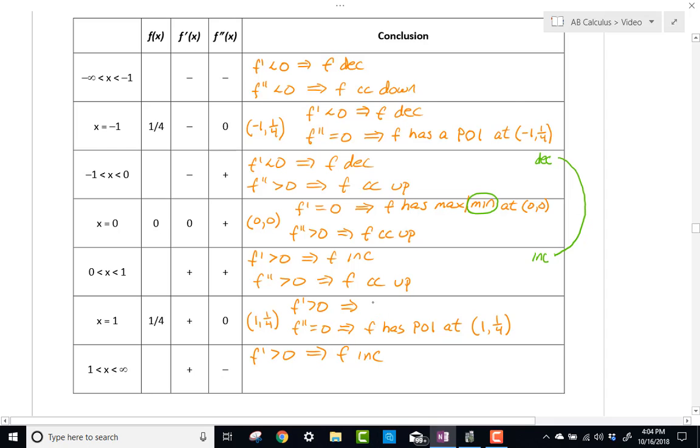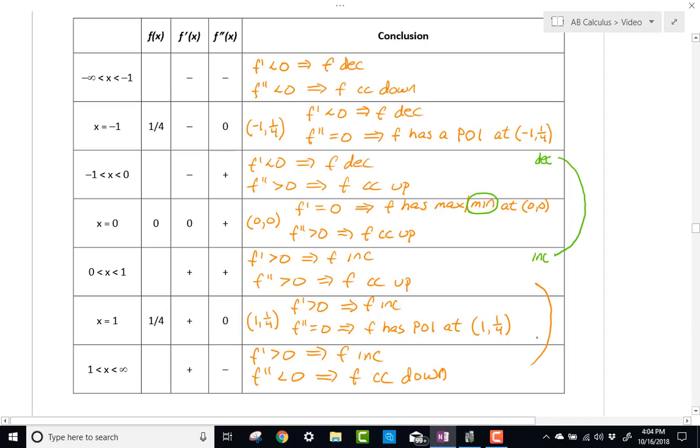So this implies that f is increasing. Now my second derivative is negative, so f double prime is less than 0, which implies that f is now concave down. So we did change concavity between at the point 1, 1/4. So we changed concavity from up here to down here.